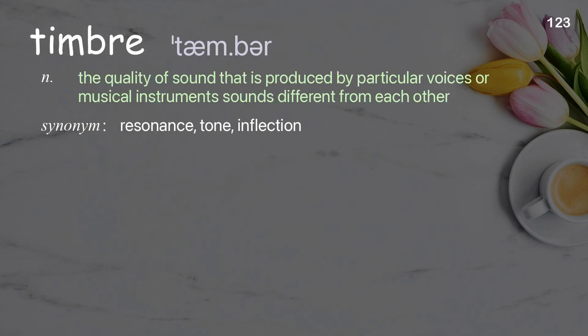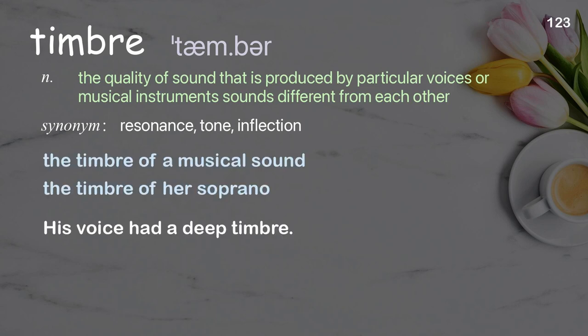Timbre. The quality of sound that is produced by particular voices or musical instruments sounds different from each other. Examples. The timbre of a musical sound. The timbre of her soprano. His voice had a deep timbre.